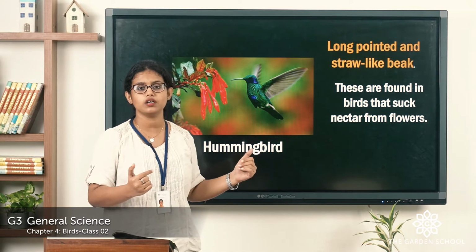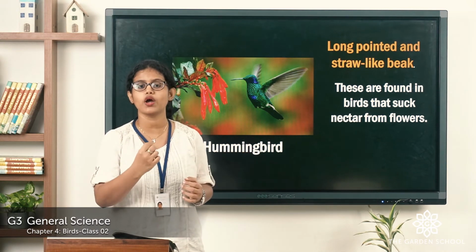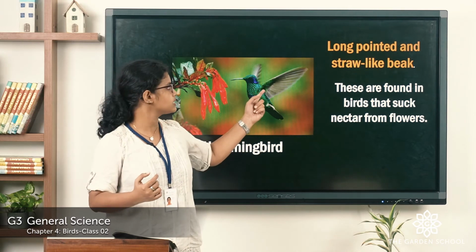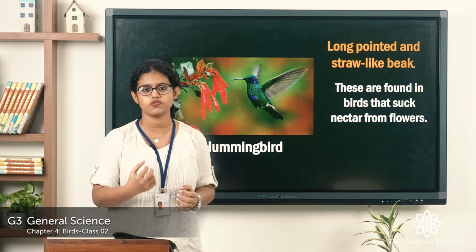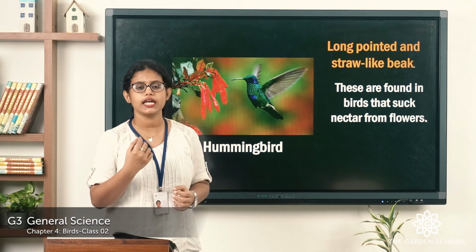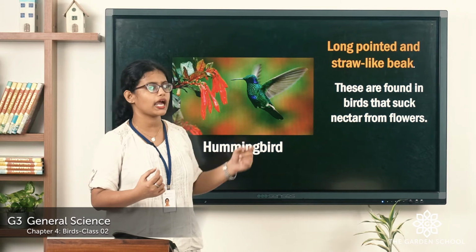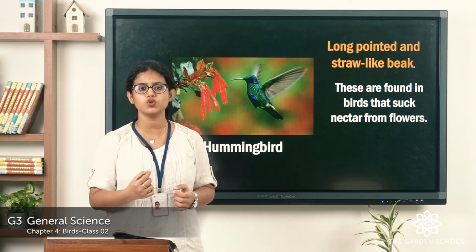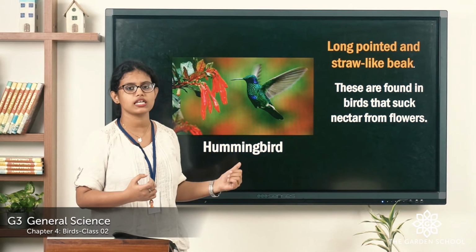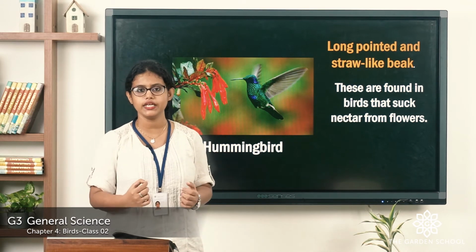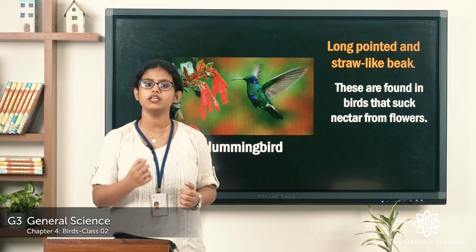And this hummingbird uses its long pointed beak. It uses its straw-like beak to suck the nectar from the flower. So how does it suck? It uses its straw-like beak to suck the nectar from the flower. So these birds have a straw-like beak to suck the nectar from the flower.